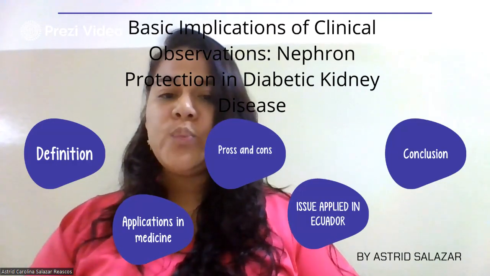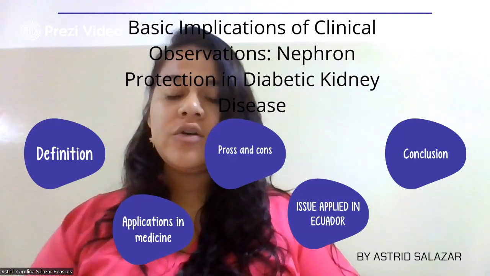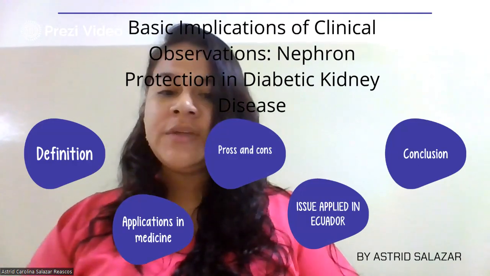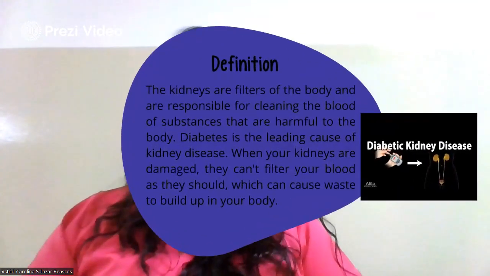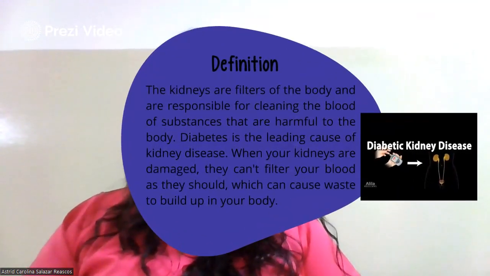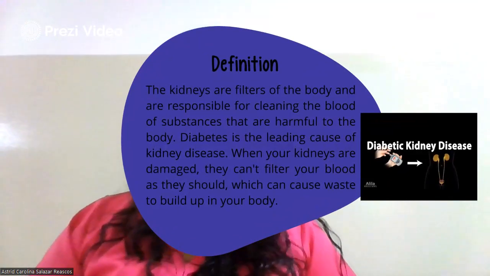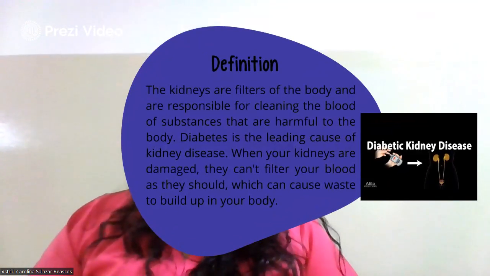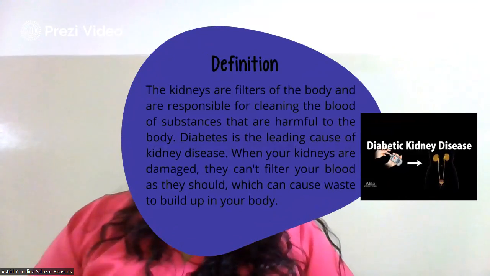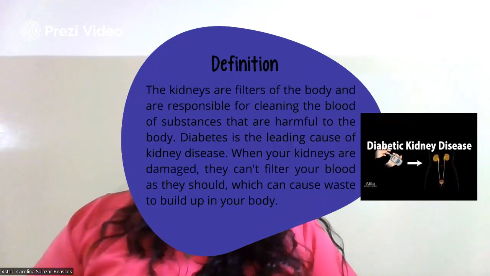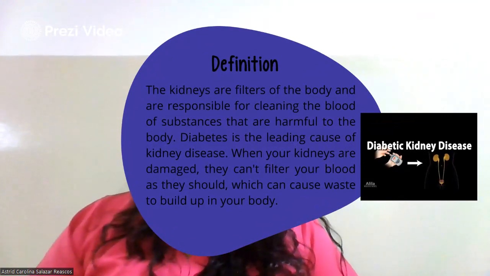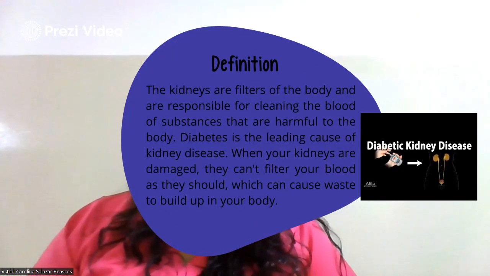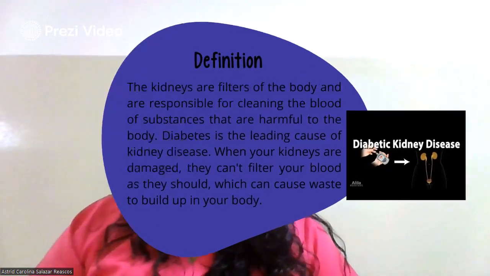I am going to talk about the clinical observation of diabetes and the confrontation with diabetes this time. Okay, definition. The kidneys are organs of the body responsible for cleaning the blood and sending hormones to the body. Diabetes is the leading cause of kidney disease when the kidneys are damaged.